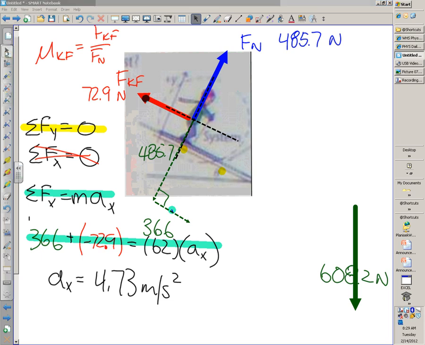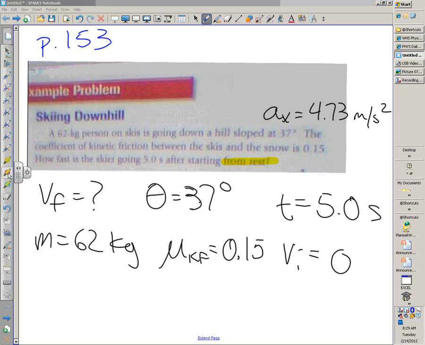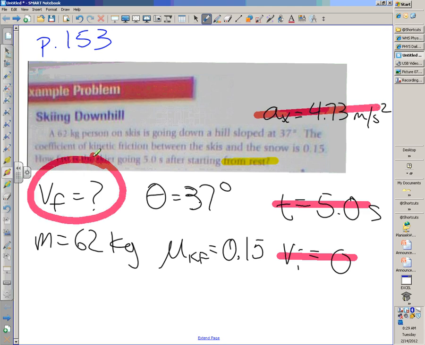All right, so now we have an acceleration value. If we bring that back over here, we calculated that the acceleration along the x-axis is equal to 4.73 meters per second squared. Now, we know the initial velocity, we know the time, we know the acceleration. We can figure out what the final velocity is going to be. Yes. That's why we have to build up to it. That's why we want to start on this route. So that was just given to you in the problem.